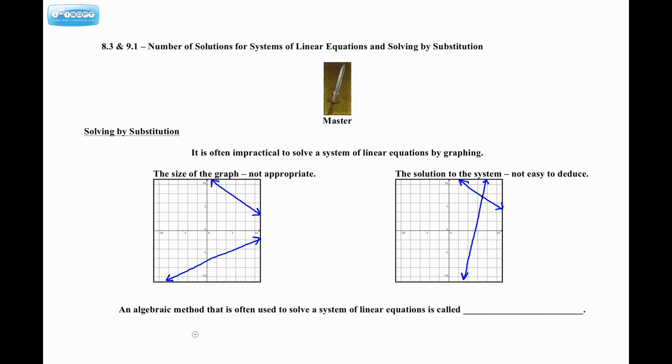So an algebraic method that is often used to solve a system of linear equations is called substitution. Okay. Substitution is one of two algebraic methods that you're going to learn. This one, however, is the first.